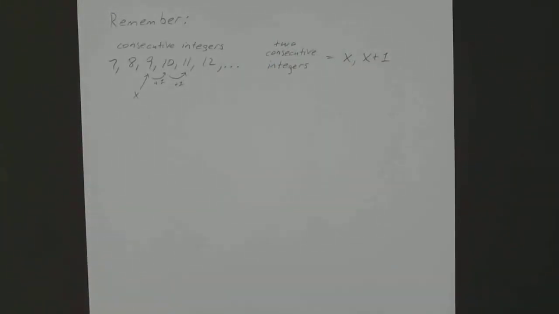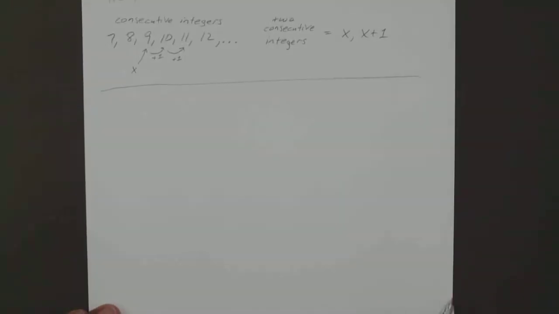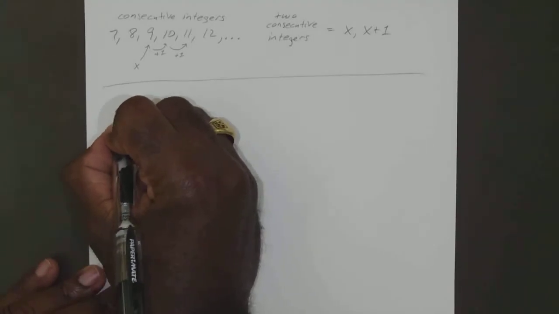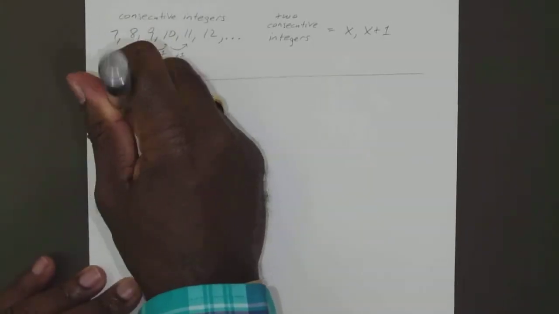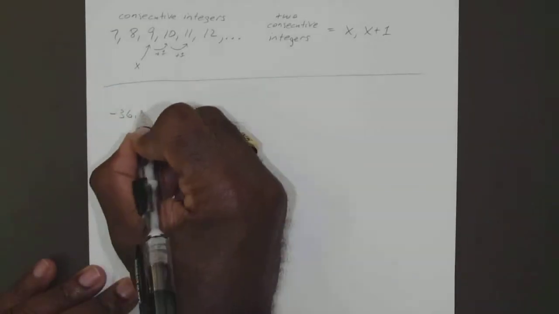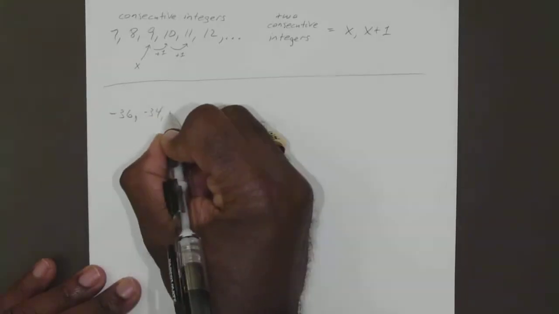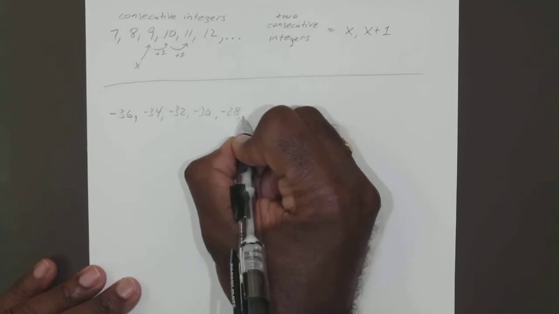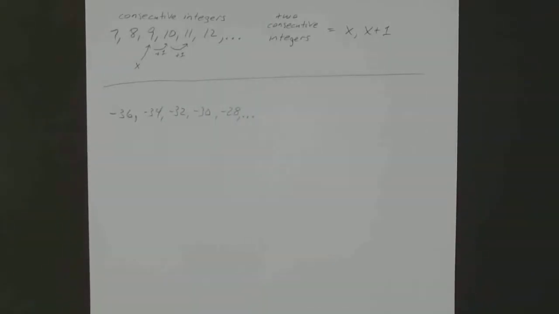All right, so instead of 7, 8, 9, 10, 11, 12, let's say we have, I'll start with the negative numbers just to mix it up a little bit, -36, -34, -32, -30, -28, and it keeps on going and going forever and ever. Okay, now we just have consecutive even integers, just one even number after another.